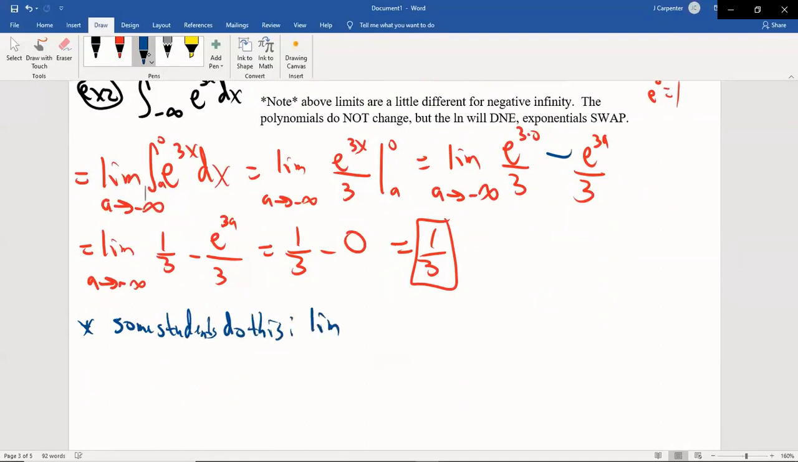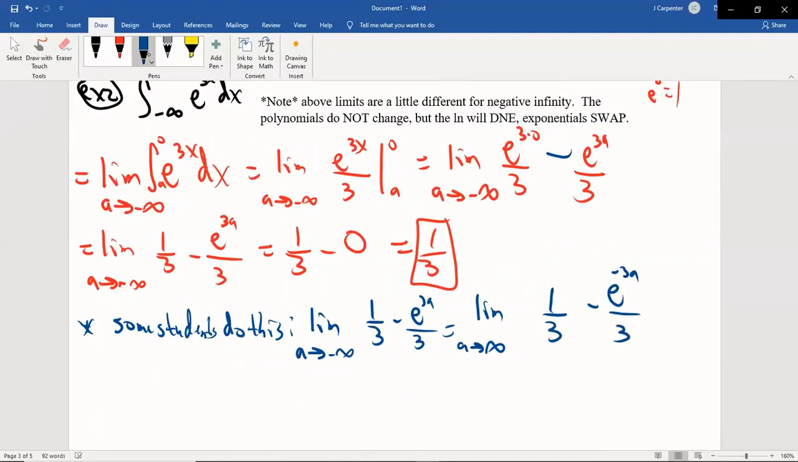They go limit as a goes to negative infinity of 1/3 minus e to the 3a over 3. We do the same thing as the limit as a goes to positive infinity, but that switches the sign of the a, which switches the sign of the exponent. So that would be 1/3 minus e to the negative 3a over 3. If you want to remove the negative from your infinity, you have to throw in a negative with your variable. It's cool that that works. Whether you like to do that or not is up to you.